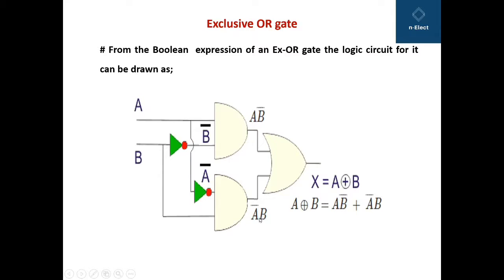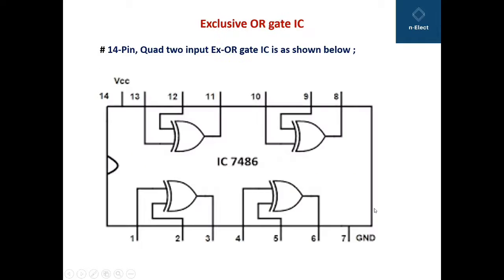These two separate inputs are provided as an input to the two input OR gate, and at the output of the OR gate you will get the Boolean equation or the logic equation, which is the output of XOR gate, that is A circle plus B or A B bar plus A bar B.